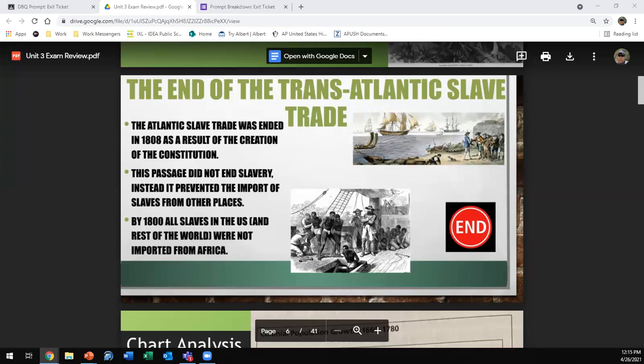slaves in the United States are now American born. So from 1810, let's say, all the way till the end of slavery, every slave in the United States was born and bred in the United States. Does that make sense? They're not so much African slaves as much as they are American slaves, which is even worse to think about in that way.